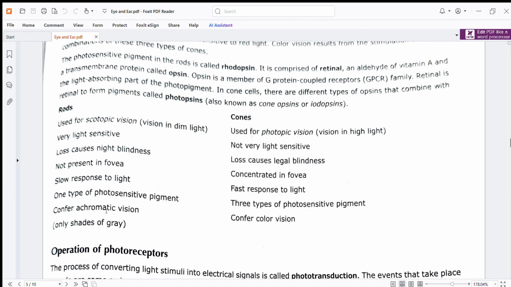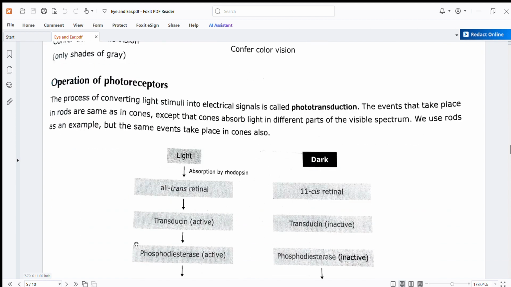Rods have one type of photosensitive pigment. Cones have three types of photosensitive pigments. Rods confer achromatic vision, only shades of gray. Cones confer color vision. Operation of photoreceptors.